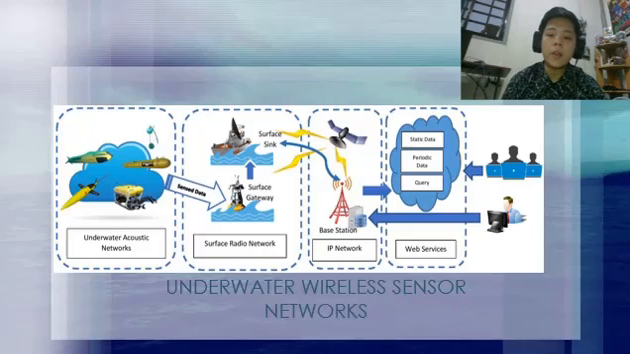So from the left side to the right, we can see the underwater acoustic networks, and it is being passed to the surface radio network. The data is being passed through a surface gateway to a surface sink, which is connected to a satellite, and the satellite is transmitting those data to a base station, having a database in the server containing IP networks, and to the web services through the cloud and back to the clients.